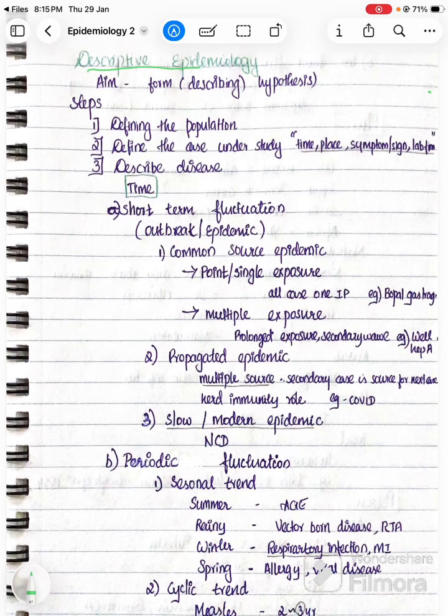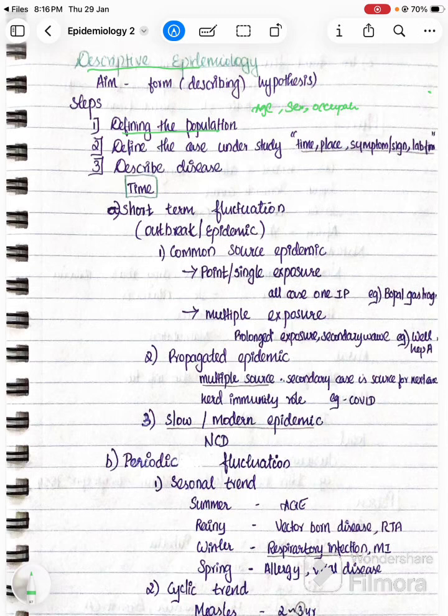Steps in descriptive epidemiology. The first one is to define the population. How much population is there, age wise, sex wise, which population is doing which occupation, and cultural differences. In the children's group, how many; among hospitalized patients, how many. So we are going to describe the population base.